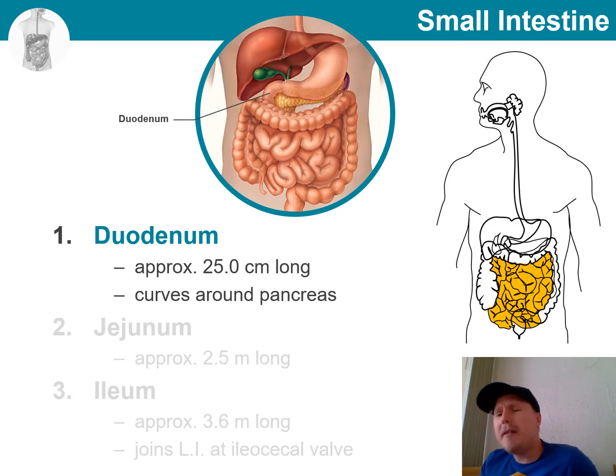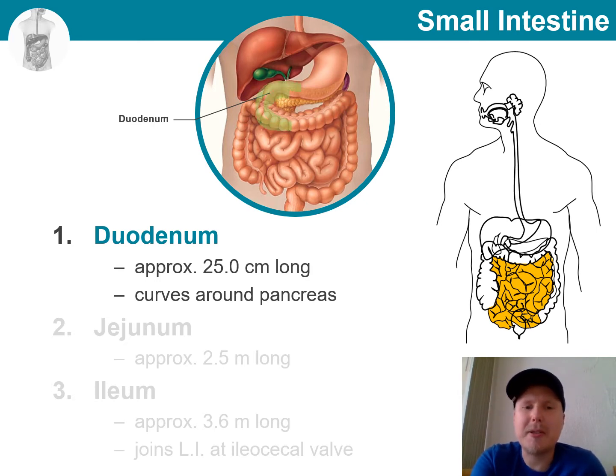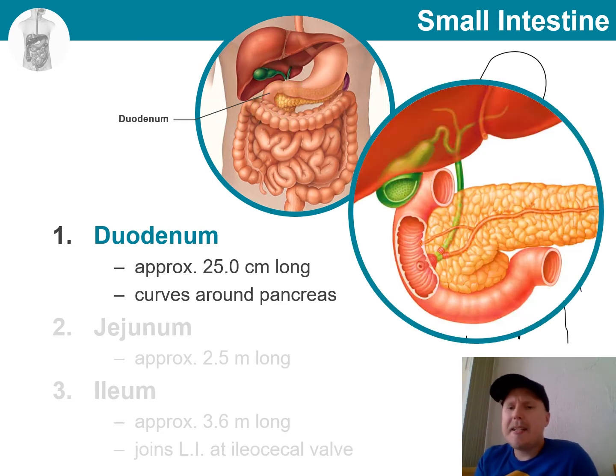Duodenum is about 25 centimeters, so about 10 inches long. It is the first part of the small intestines. It curves around the head of the pancreas on the right side, beginning from the pyloric sphincter. And it is here where a lot of secretions are added into the digested material from the liver, gallbladder, and pancreas. We will have a look at that in a second. Just keep this picture in mind until we get to talk about the major accessory organs.